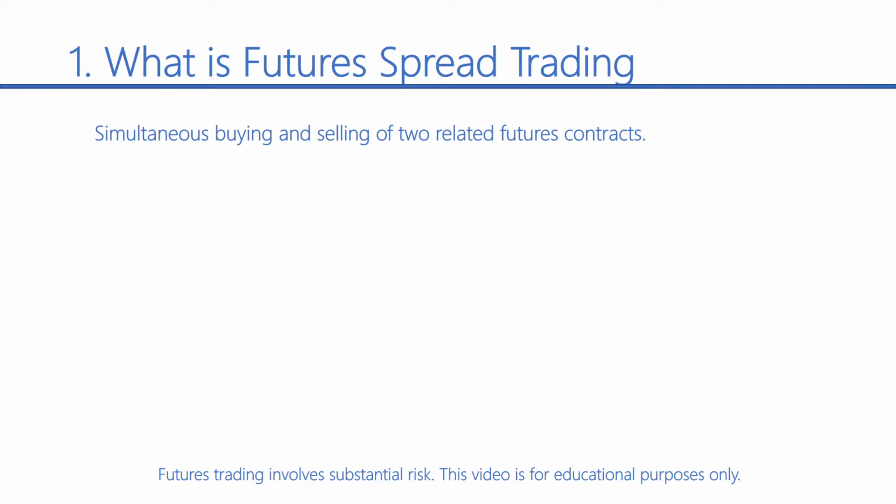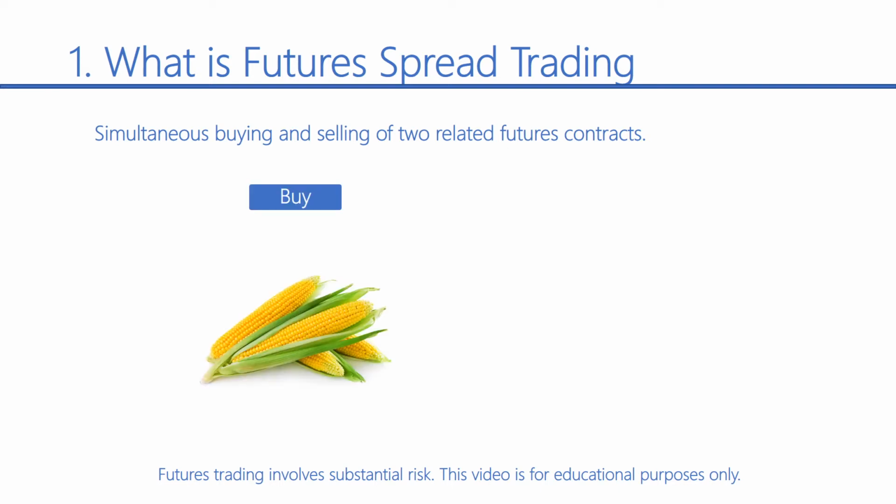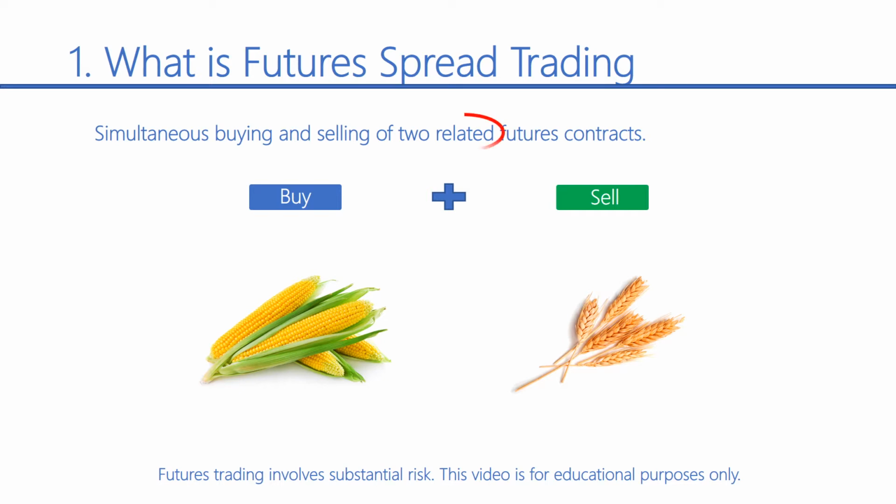Spread trading is the simultaneous buying and selling of related futures contracts. So, for example, if you bought corn futures and at the same time sold wheat futures, you would have a spread trade. Each side of the trade is referred to as a leg of the trade. The 2 legs should be related. Corn and wheat are both agricultural products that meet that test.